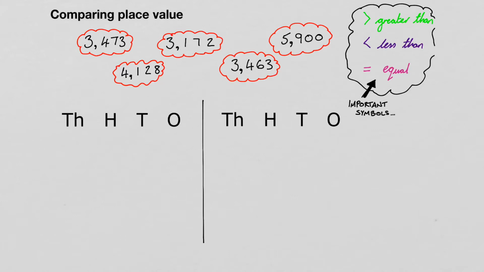This video looks at comparing place values of two different numbers, and we're going to be using these symbols here: greater than, less than, or equal to. They're the important symbols for this. So we've got a selection of numbers here.